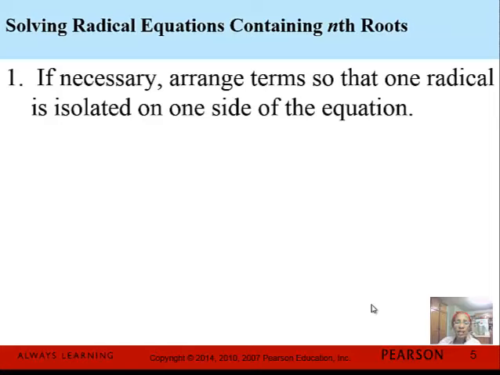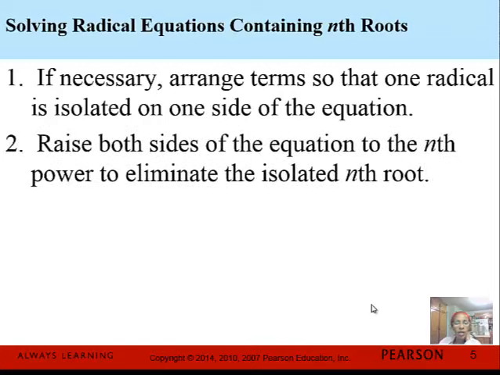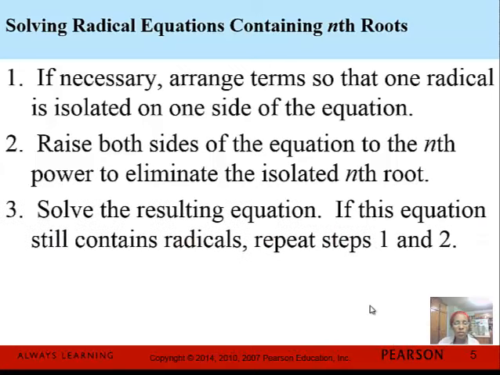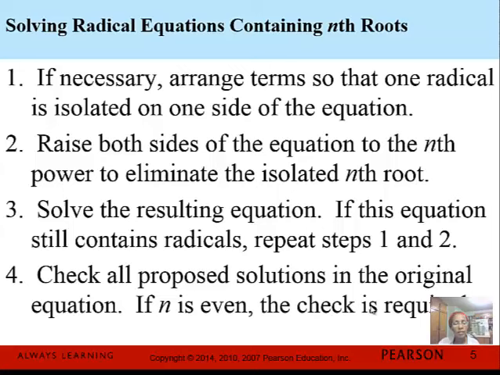If necessary, when solving a radical equation, arrange terms so that one radical is isolated on one side of the equation. Raise both sides of the equation to the nth power to eliminate the isolated nth root. Solve the resulting equation. If this equation still contains radicals, repeat steps 1 and 2. Check all proposed solutions in the original equation. If n is even, the check is required.